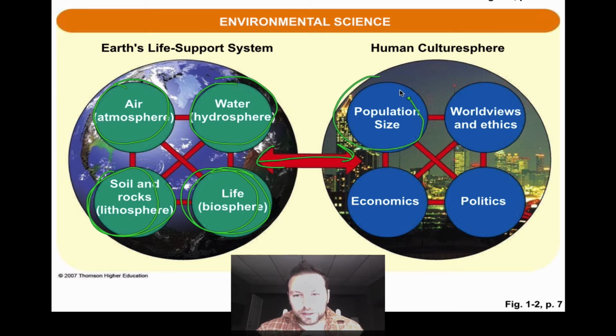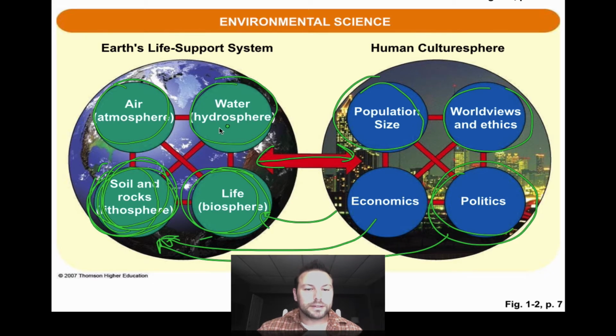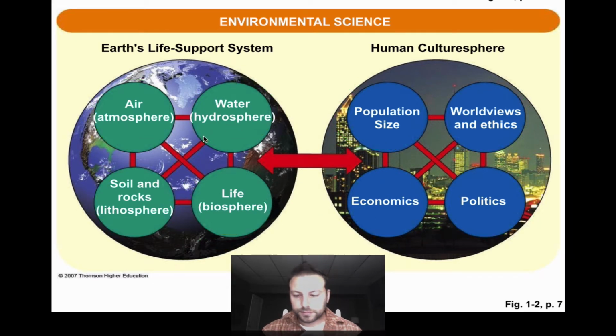Our population size, our worldview and ethics all overlap with these: how we feel about the Earth, and how our population is able to grow because of utilization of Earth's life support system. Economics is based on these too. Mining, for example, relies on soils and rocks within the lithosphere, and economics is also tied to the biosphere. Politics, same thing. Wars are fought over mineral resources we find within the lithosphere. So you can see how humans are directly linked and tied to Earth's life support system.